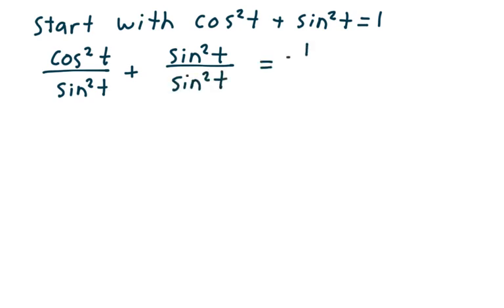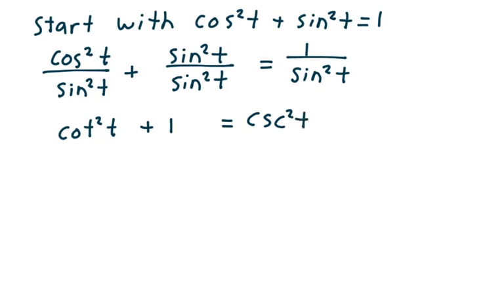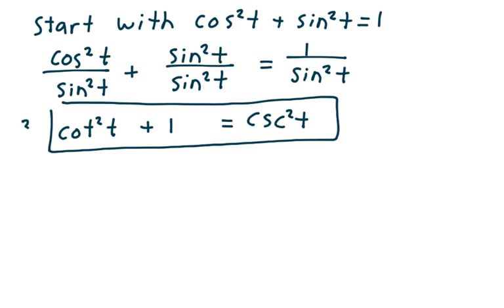This is equal to 1 over sine squared t. And so cotangent squared t plus 1 is equal to cosecant squared t. And this is the third and final Pythagorean identity.